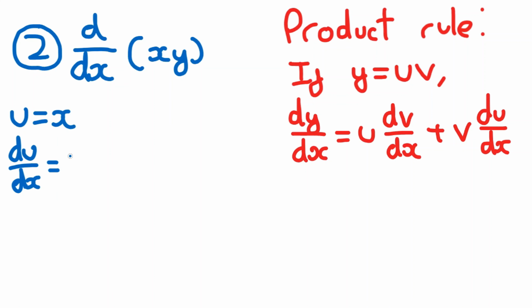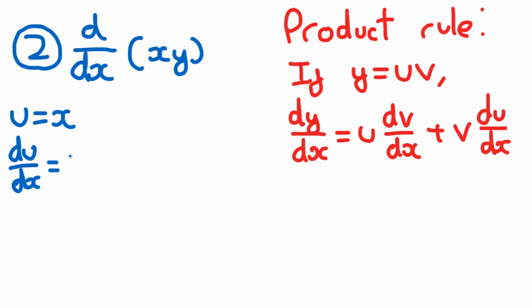So therefore, when we differentiate xy in terms of x, we're going to use this formula here. It's going to be u, which is x, multiplied by dv over dx, which is dy over dx, plus v, which is y, multiplied by du over dx, which is 1, so times by 1, but we don't actually need to write that. So if we differentiate xy in terms of x, it's going to be x dy over dx plus y.